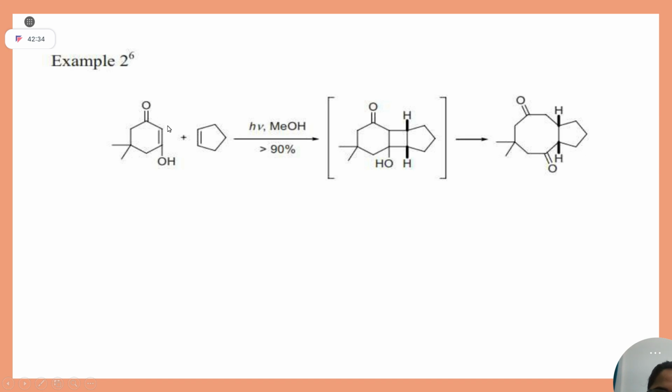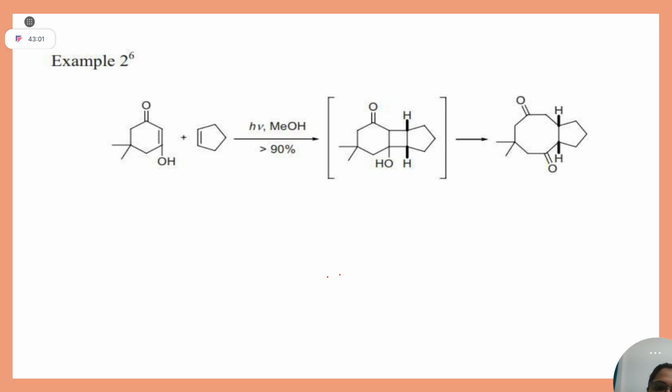Ma'am, first is 2 plus 2 olefin cycloaddition, simple, and then your retroaldol reaction. This OH will go there. Now you may think, ma'am, which bond to break? Obviously, if you break the bond here, negative charge will come. This is the most suitable position for negative charge to come, as it is next to carbonyl. Yes or no? Yes. So that's why you have to break this bond and you will directly get this product.